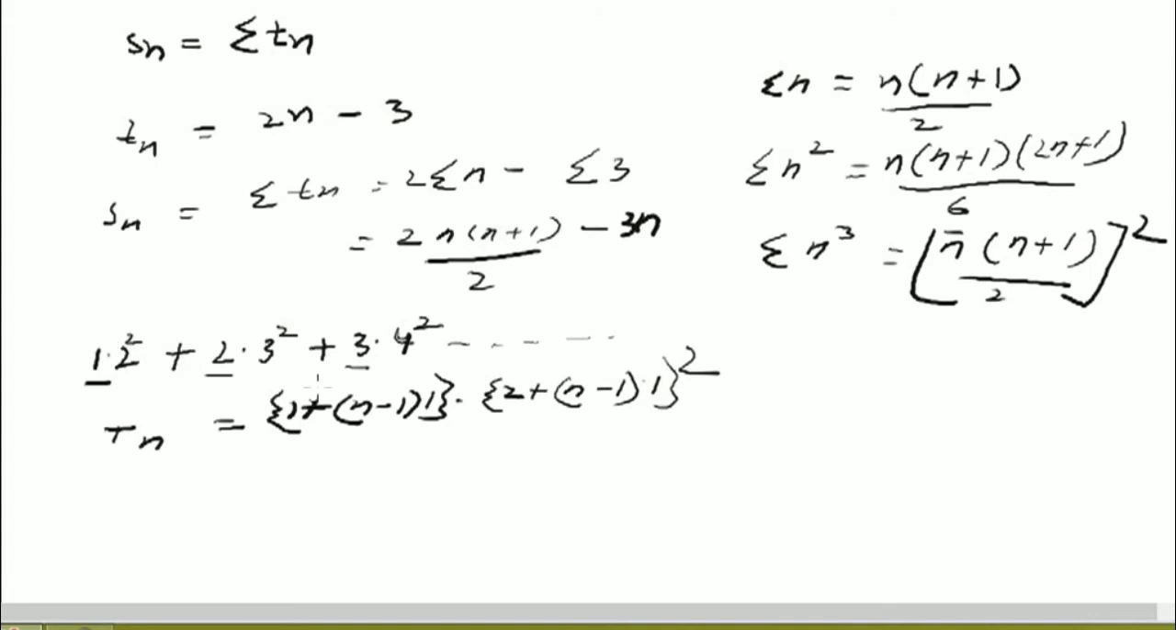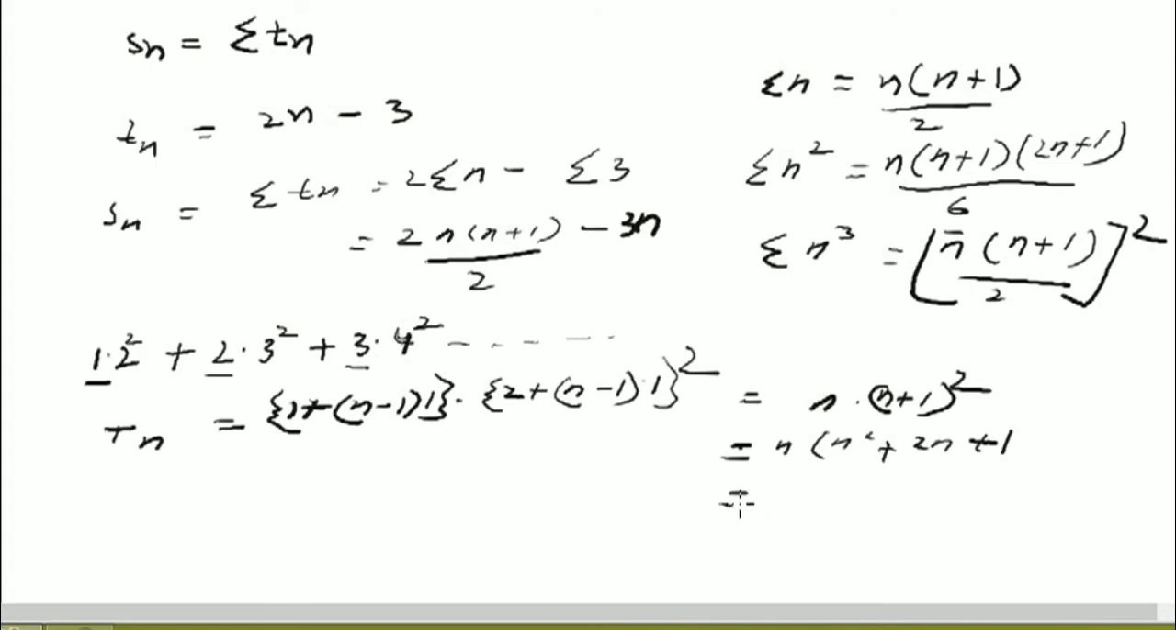It is going to be n into n square plus 2n plus 1, like this. If you just write n square plus 2n plus 1, you just multiply n with it, it is n cube plus 2n square plus n. So this is the nth term of the given series.